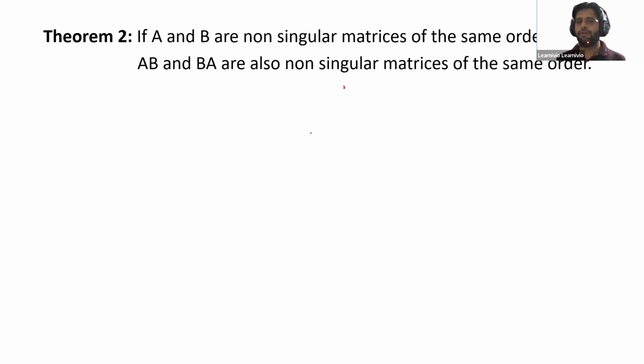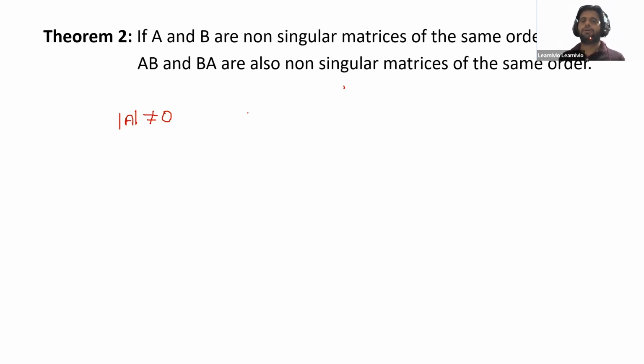I guess we have done this in the first class of determinants. Okay, no issue. Please revise it. Zaid, what is meant by a non-singular matrix? No, no. Non-singular. Suppose A is a non-singular matrix, so that means determinant of A should not be equal to 0.